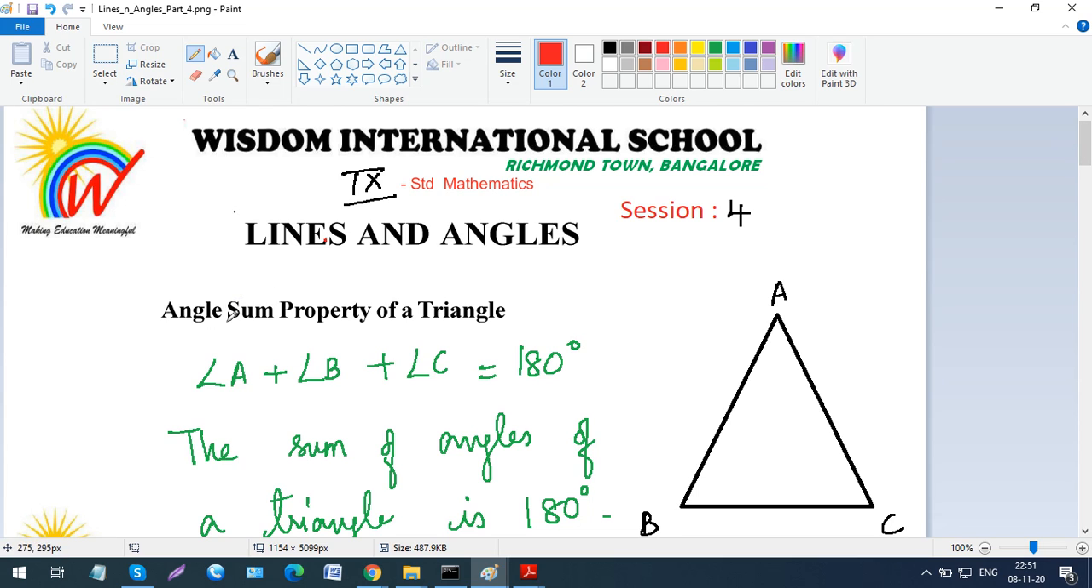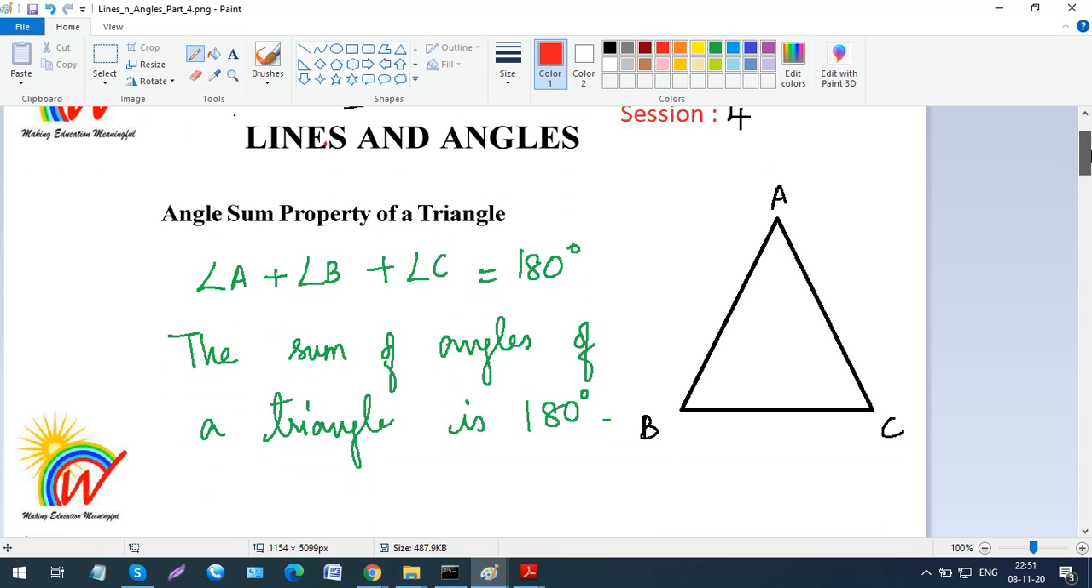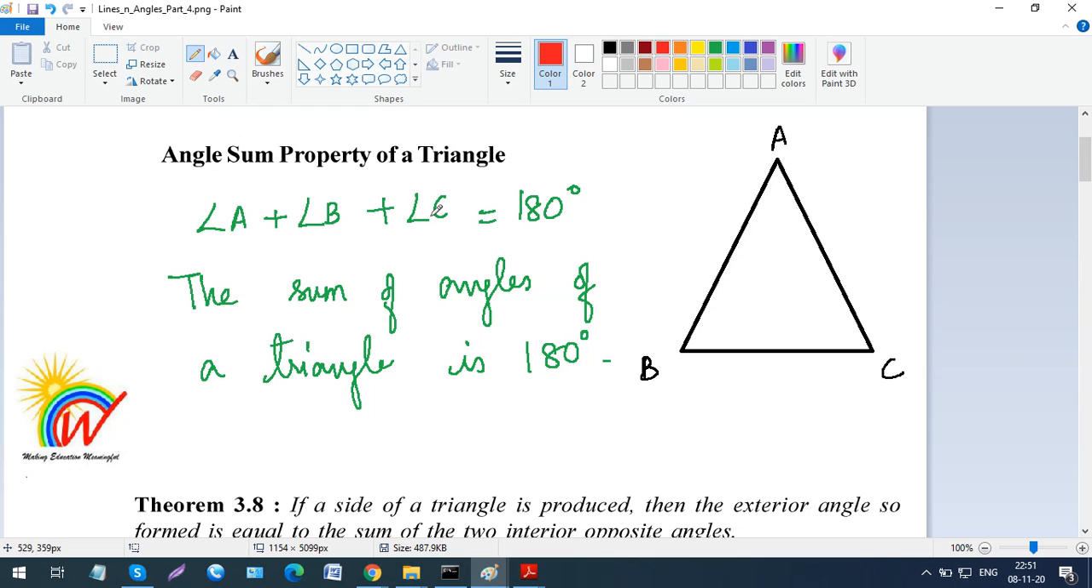Okay, so we are going to learn the angle sum property of a triangle. Already in your 7th grade or 8th grade you would have learnt about it, so it's a very simple, known topic to you all. So, the angle sum property of a triangle. As you know, if you have a triangle, you have three angles in it, right? Let's say these are angles A, B and C.